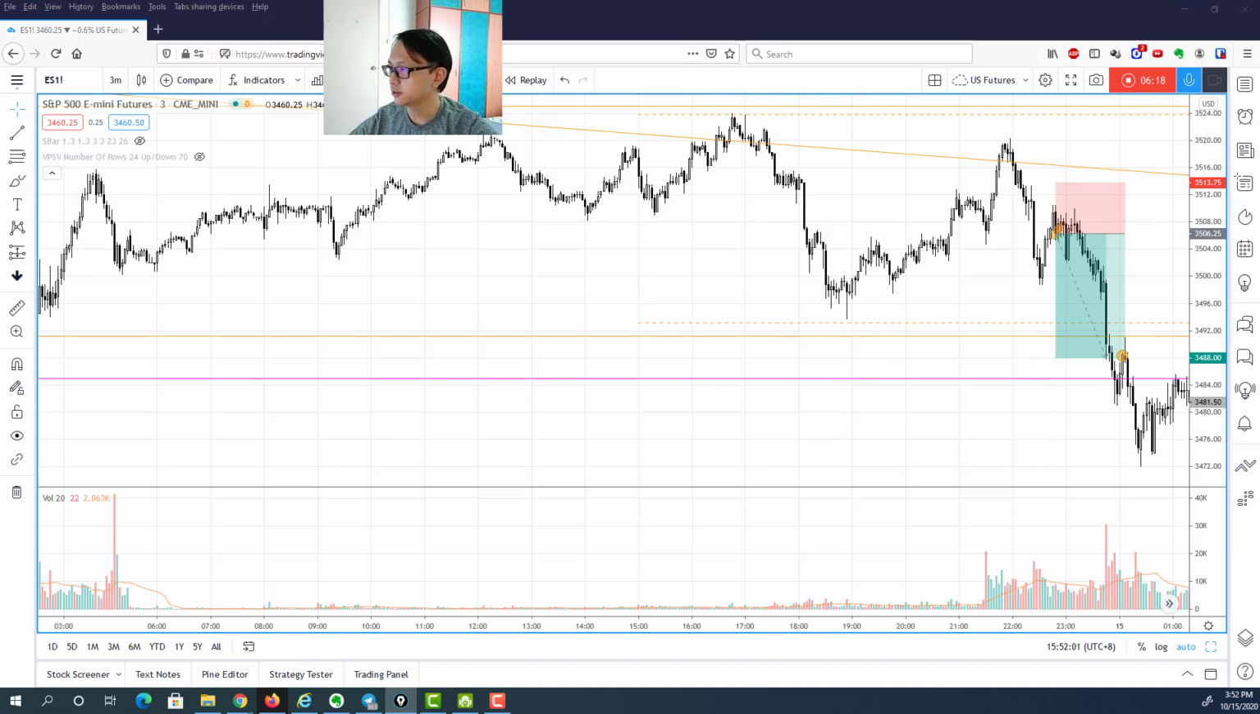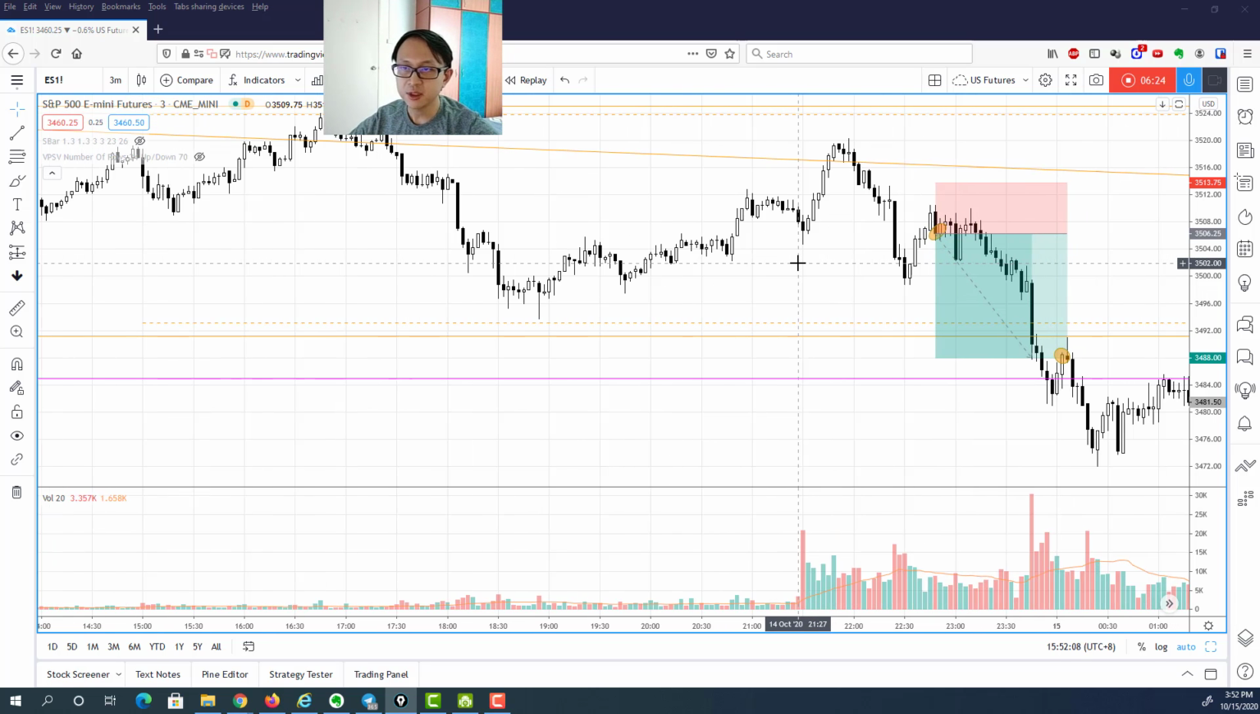But in this case, it's a bit different. So I want you to pay attention to the context. The first step in trading a pullback is always to find a dominating trend.